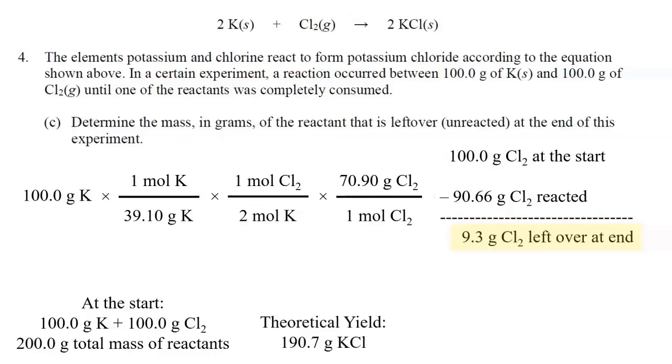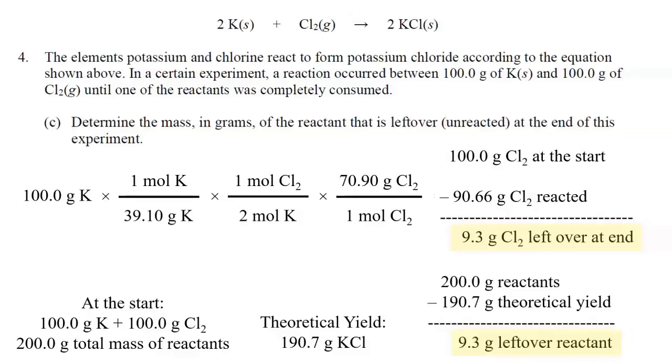So the difference between 200 grams of total reactants and 190.7 grams of theoretical yield of product, that difference between how much we started with in terms of reactants and how many grams of product would be the theoretical yield, that difference is 9.3. So there's 9.3 grams of this excess leftover unreacted chlorine at the end of the experiment.